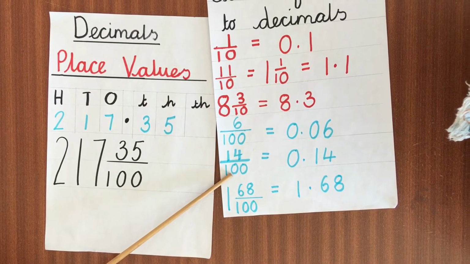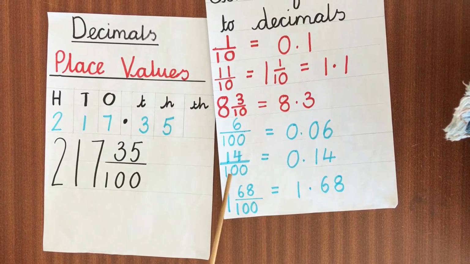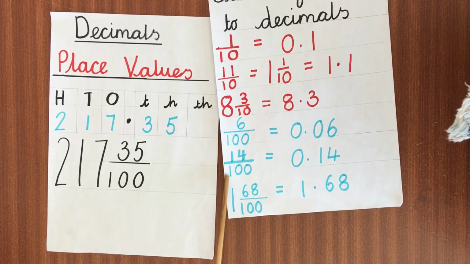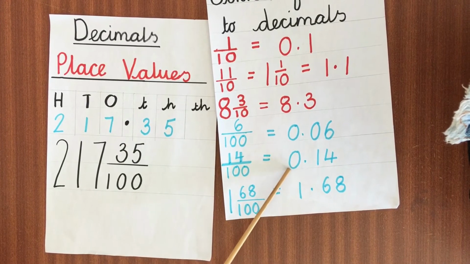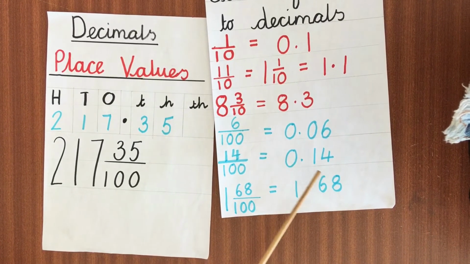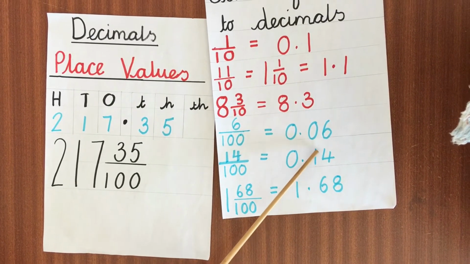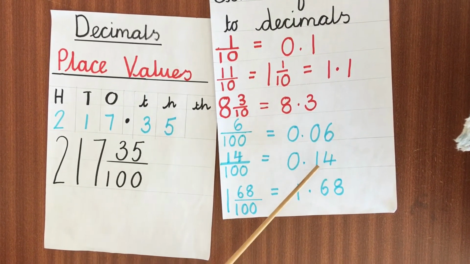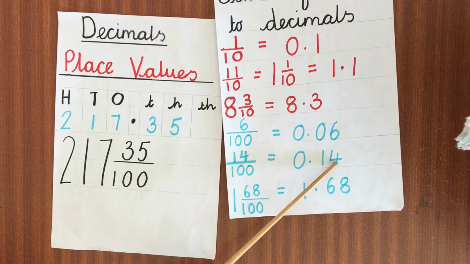When we look at the next example, 14 hundredths. Again, we know that after the point, there will be 2 digits because we are working with the hundredths. We don't have a whole number, which is 0. Place the point, and then we don't say 14, but 1 tenth and 4 hundredths.